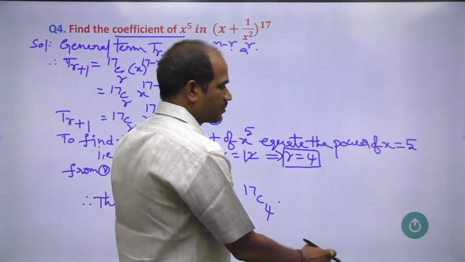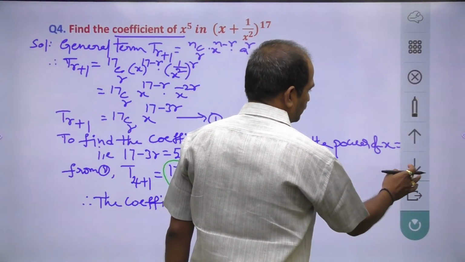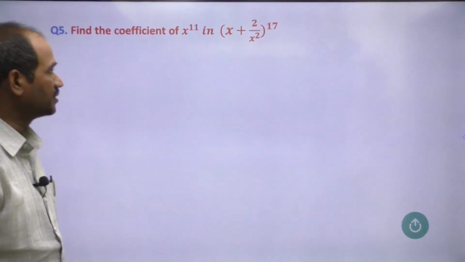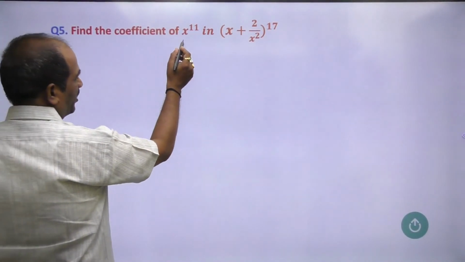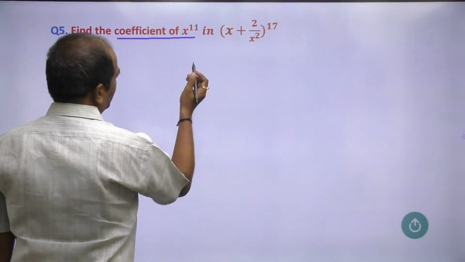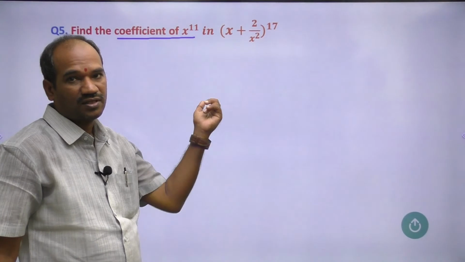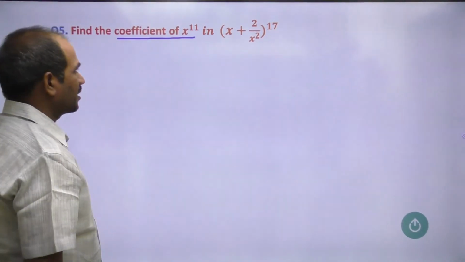Right, see next problem. Next question: find the coefficient of x power 11 in the expansion. This is also the same procedure. First, write the general term.